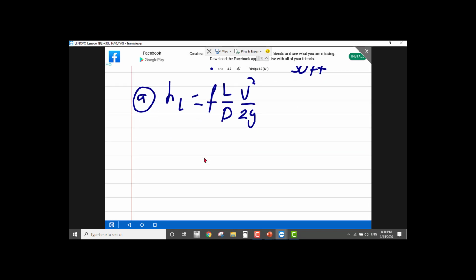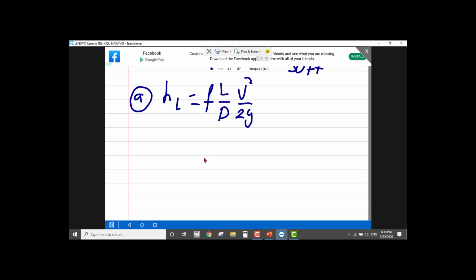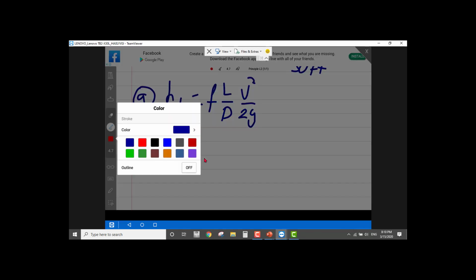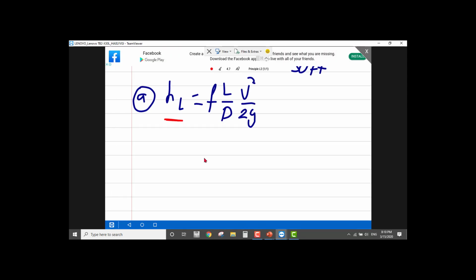And here, how many unknowns do we have? HL is unknown. Also, friction factor or Darcy friction factor is unknown. Average velocity given, length given, diameter given, and g in the British unit is 32.2 foot per second squared.